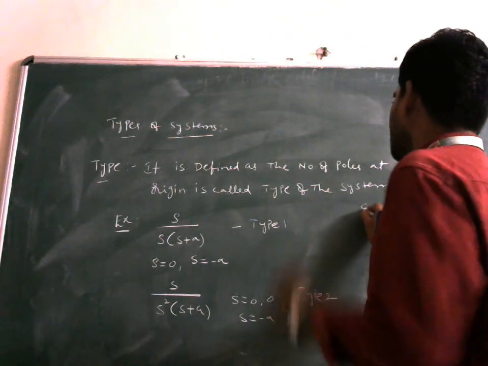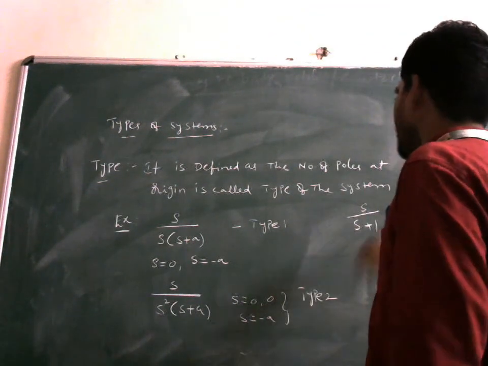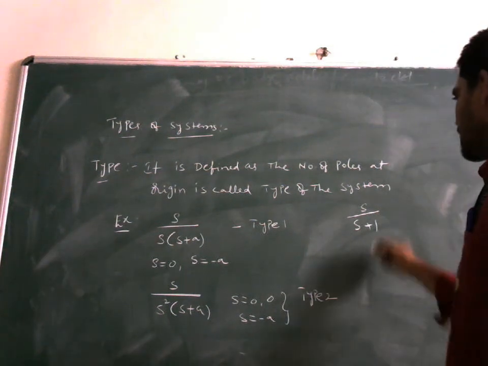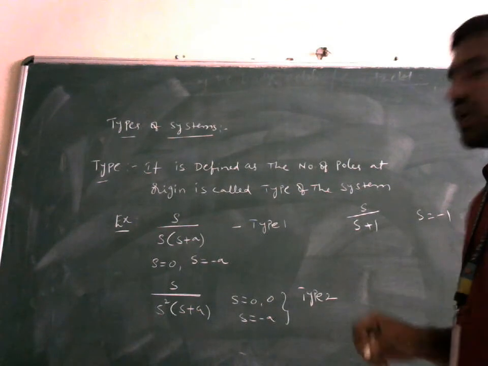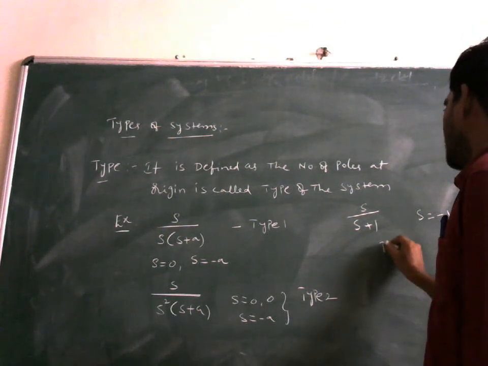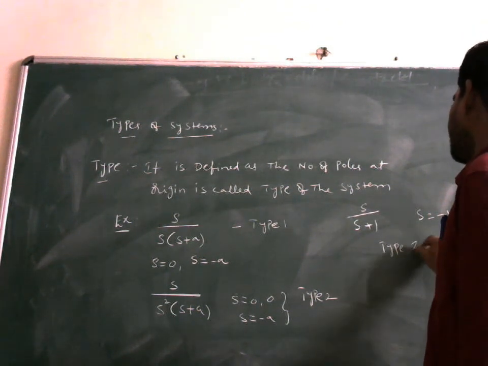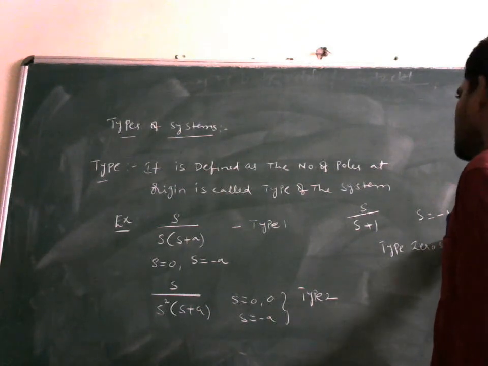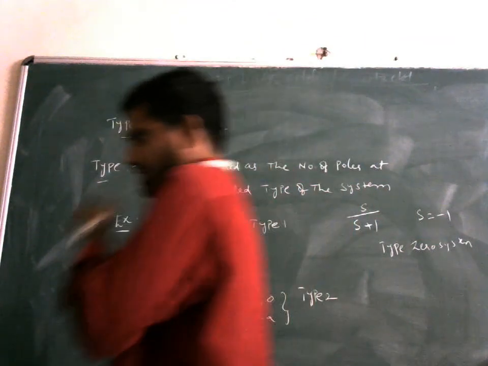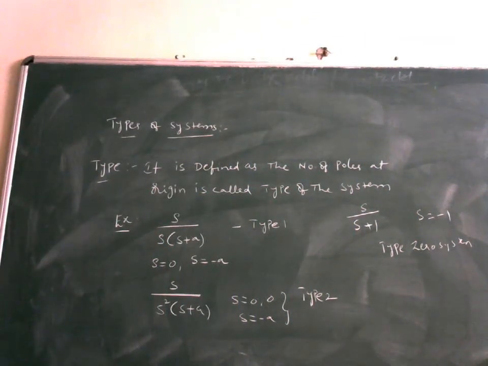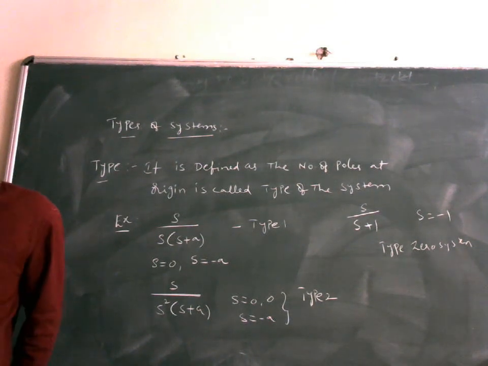Next one, s divided by (s plus 1). Which type of system? What are the poles? s is equal to minus 1. So there is no pole at the origin, and this is a type 0 system. This is about the type of the system. The type of the system is defined as the number of poles present at the origin.